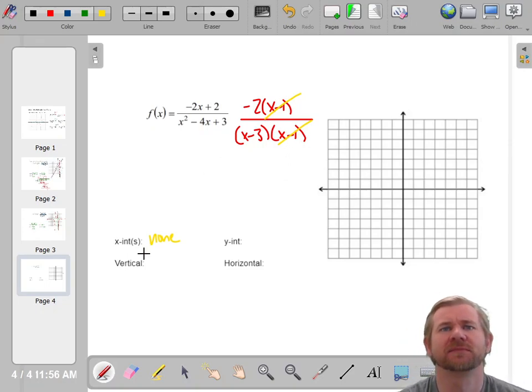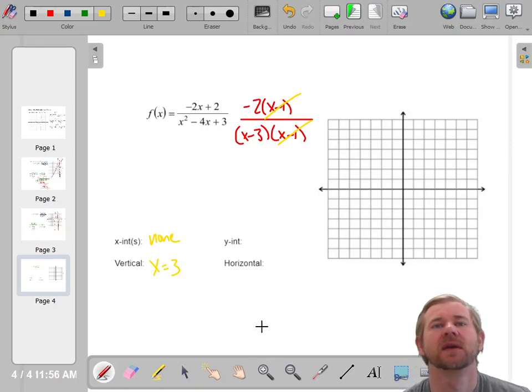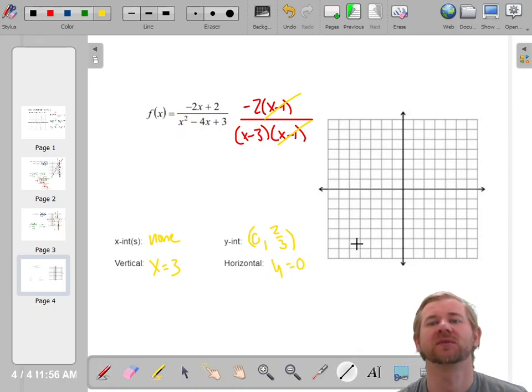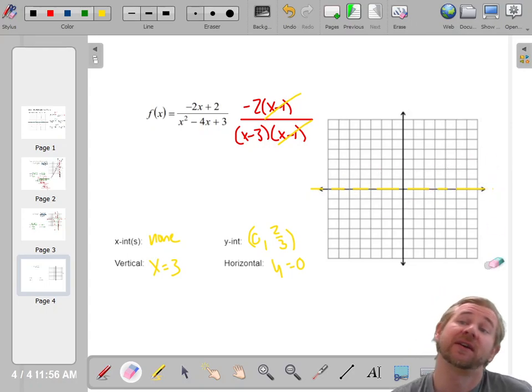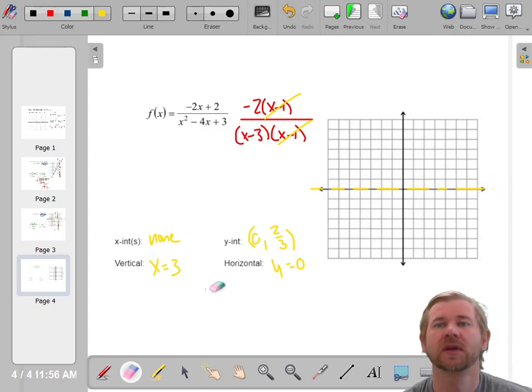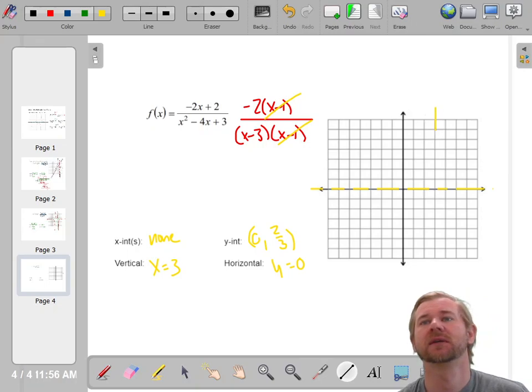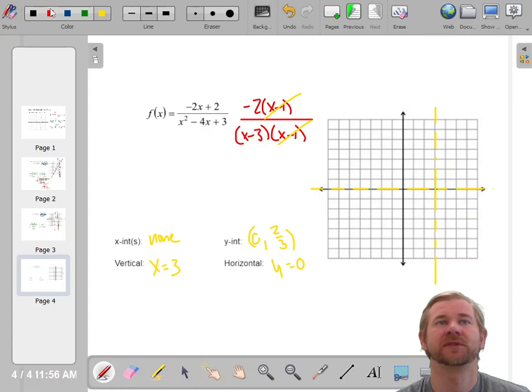Let's see, vertical asymptote is x equals 3. The y-intercept is (0, 2/3). And since this thing is bottom heavy, the horizontal asymptote is y equals 0. So you can see the x-axis is an asymptote. And you could still have an x-intercept, we just don't. The vertical asymptote is 3. And we know the y-intercept is 2/3.